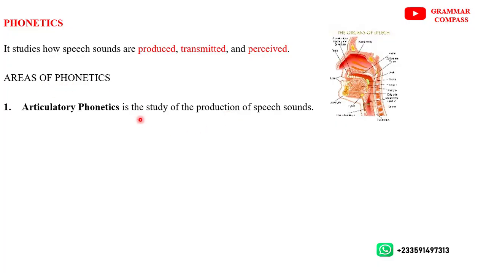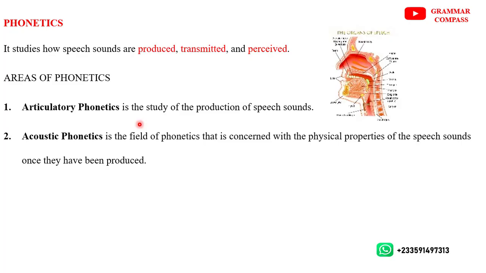What is the second area of phonetics? That is what we call acoustic phonetics. This is the field of phonetics that is concerned with the physical properties of the speech sounds once they have been produced. This branch is more technical. When we say physical properties of sounds, we are talking about the physics of sound waves, frequency, pitch, and duration after the sound has been produced. This is where speech meets science.